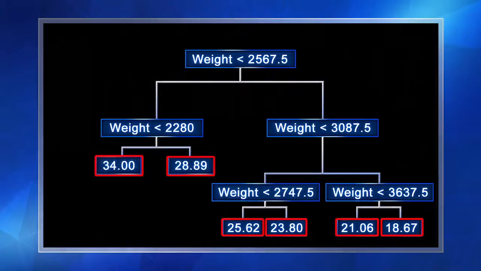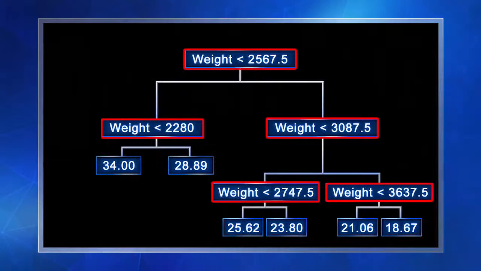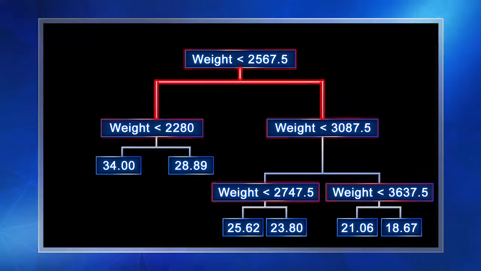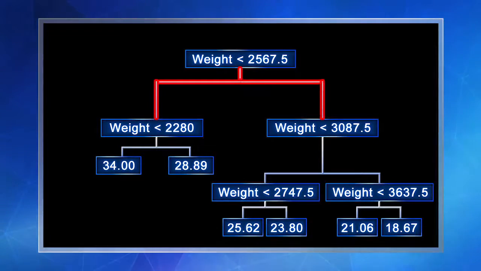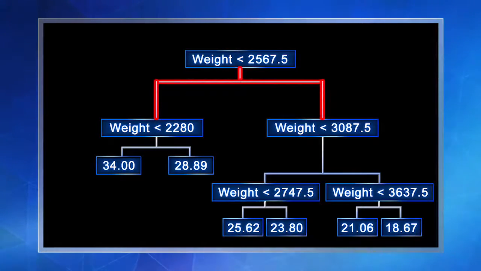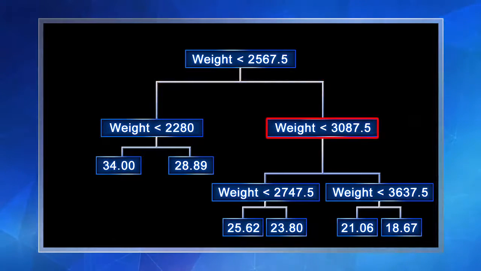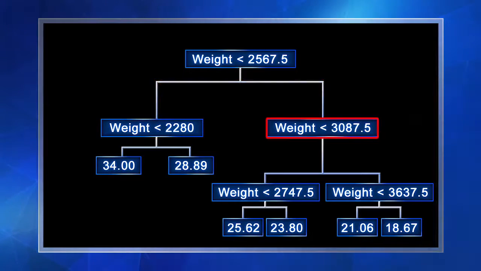Notice here we've got 6 terminal nodes that are produced by 5 different splits. The first split partitioned the data into 2 sets, so above and below that weight of 2,567.5. Notice data values that are below that value go to the left, and then the data values that are greater than or equal to that value fall to the right.